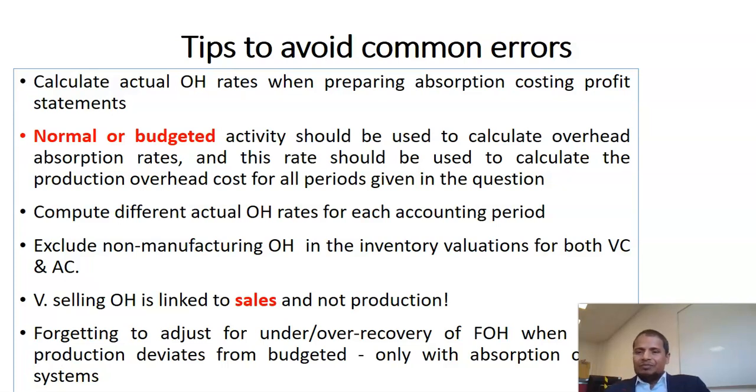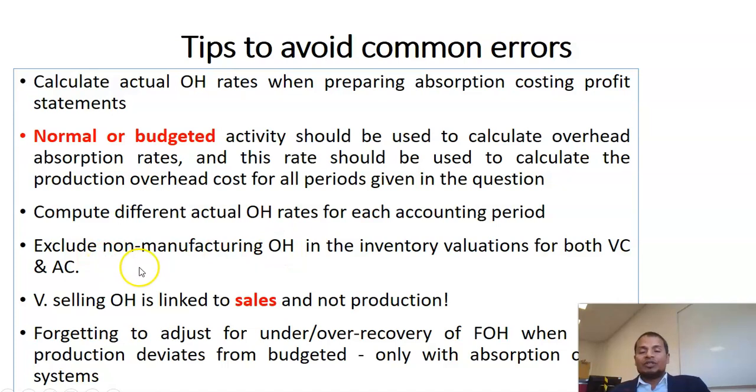And there are some tips for avoiding common mistakes in preparing income statements. You have to calculate actual overhead rates when preparing absorption costing profit. Normal or budgeted activity should be used, right? In case of calculating the fixed overhead rate, as I showed you, you have to use the budgeted production and compute different actual overhead rates for each accounting period. If you have multiple accounting periods, for example, there are some examples you will see in the seminar with 2 different periods, you have to calculate the overhead rate for the 2 periods separately, okay?